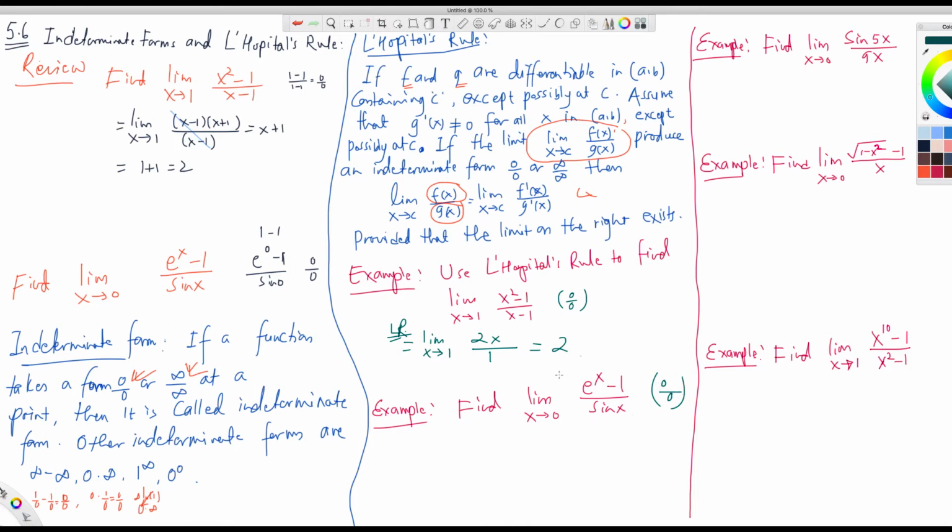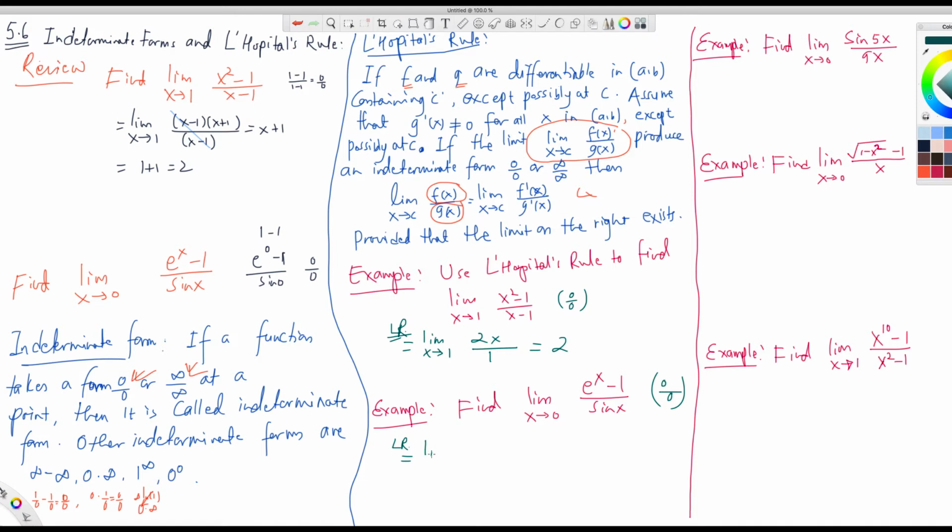Okay, let's do that. Both functions, the top function and the bottom function, are differentiable everywhere, so you don't have to worry about the assumption there. We don't have to worry about that. So let's use L'Hopital's rule.